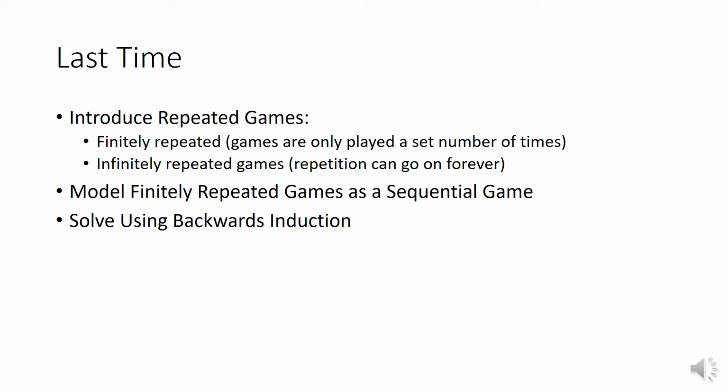Sweetbriar, on the other hand, you have a pretty good sense of when your Sweetbriar career will be over. And so you can model your Sweetbriar career as a finitely repeated game. You're just taking a bunch of classes until you graduate. You can model this finitely repeated game as a sequential game: first is your freshman year, sophomore year, junior, senior, and then you graduate. And because we can model finitely repeated games basically just as a sequential game, we can solve using backwards induction.